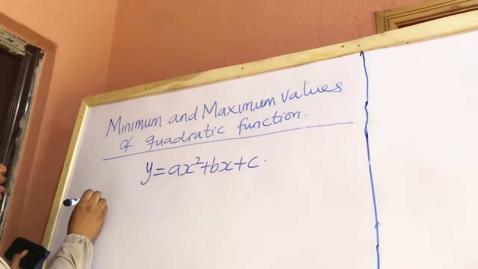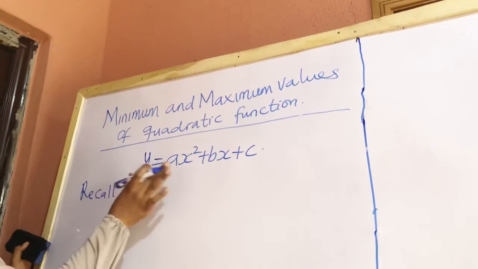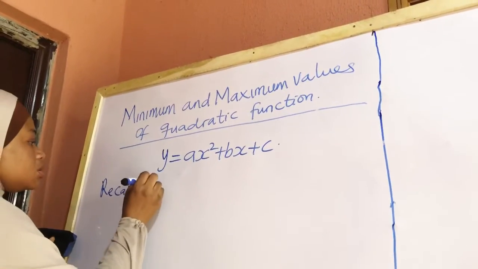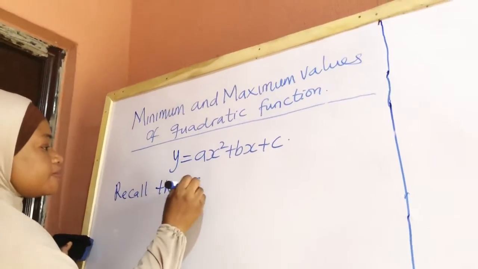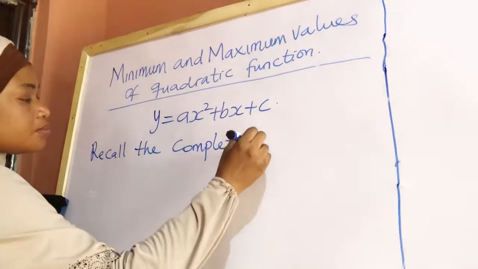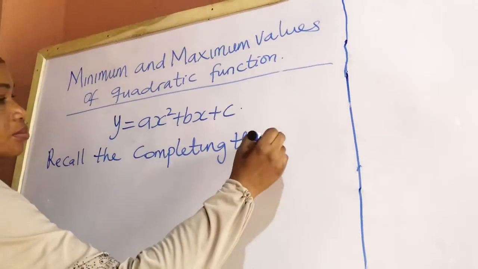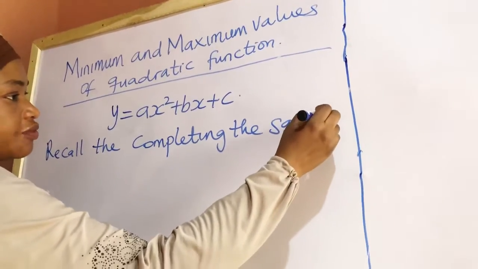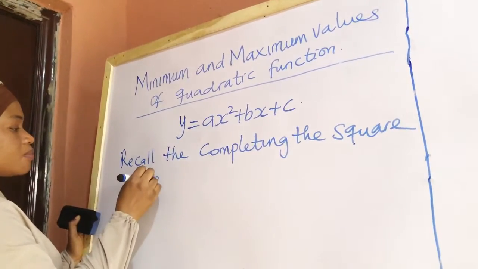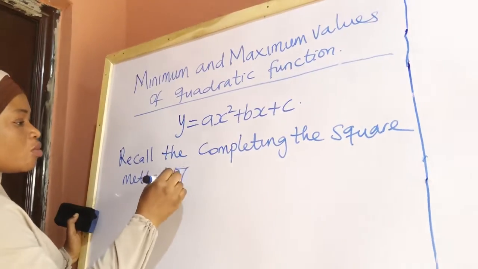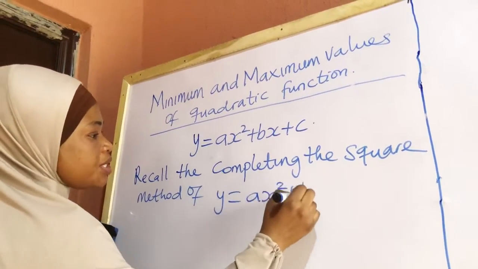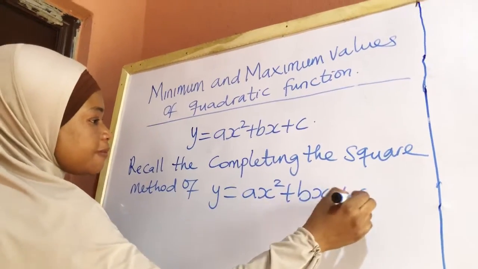About the completing the square method of y is equal to ax squared plus bx plus c. Recall the completing the square method. We have done a video on that.